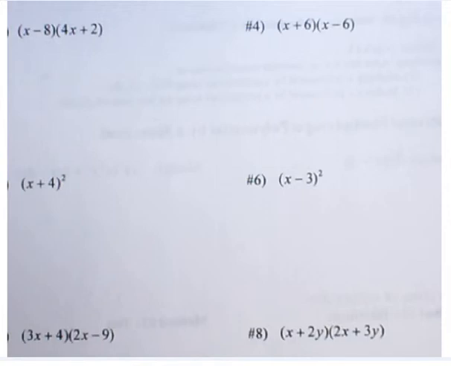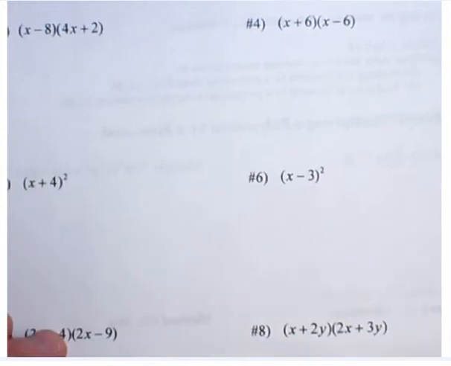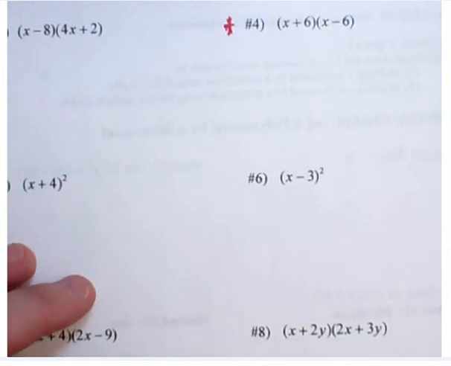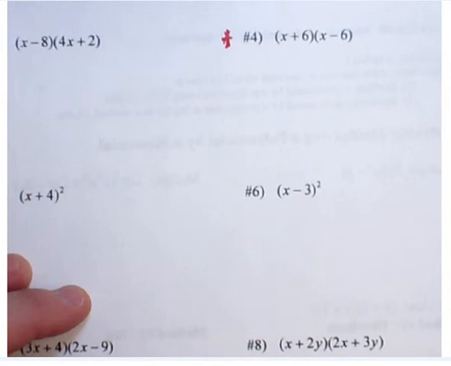So when you do this, I would try to do some of these by yourself and then see if we're getting the same answer. I'm gonna start with number 4. And I'm going to switch back and forth between the two methods. Some of these I'll use double distributing, some of these I'll use the box method. For number 4, I will double distribute this one.